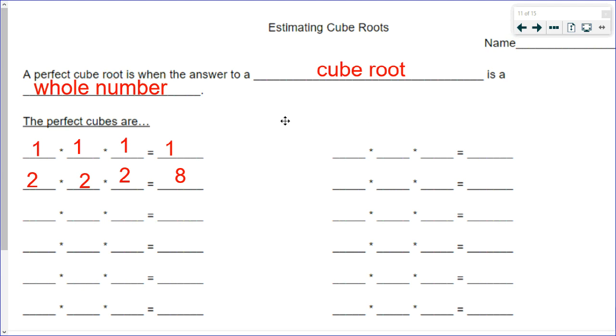Now what I want you to do is fill in the rest. So you're going to go from 1, just like we did with squares, except all the way to 12 times 12 times 12. Okay? These numbers are going to be quite a bit larger than our square numbers were. I'm going to give you some time now to try to fill in as many as you can. Go.